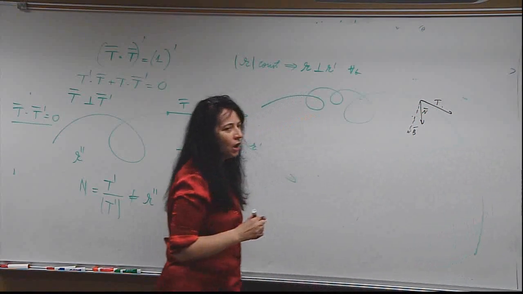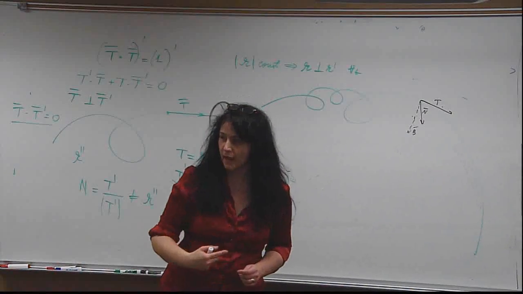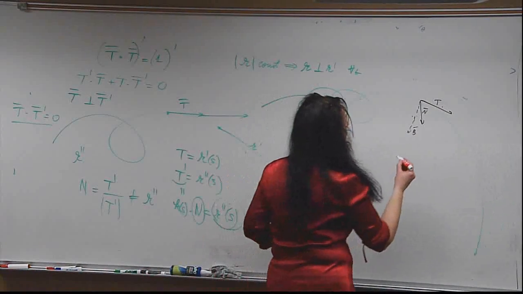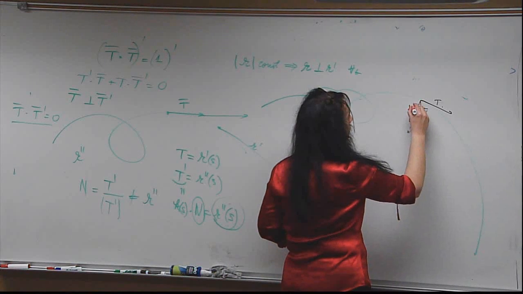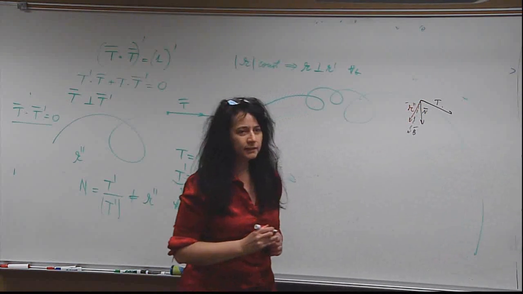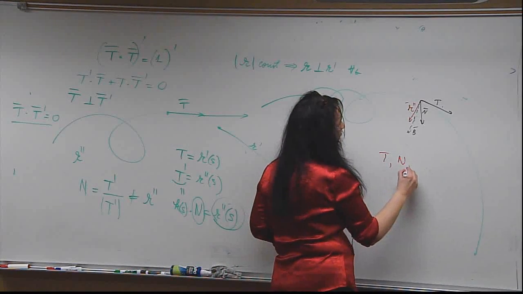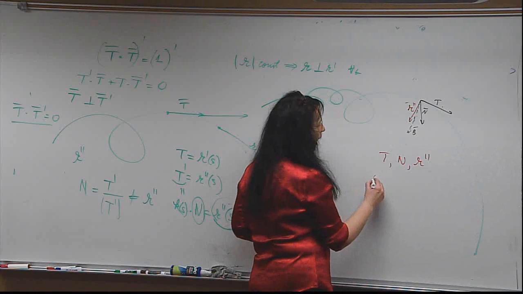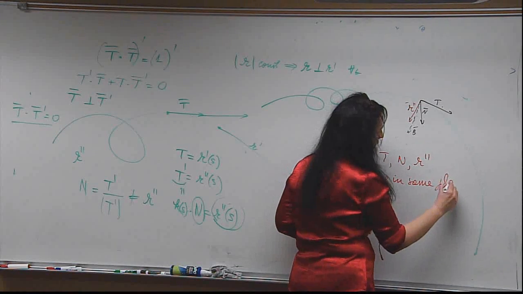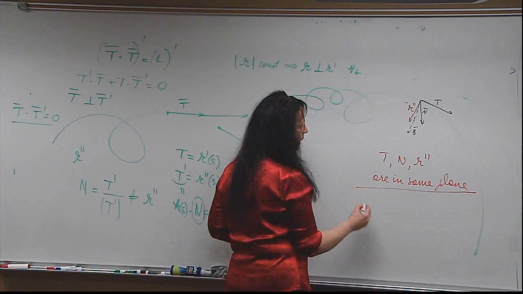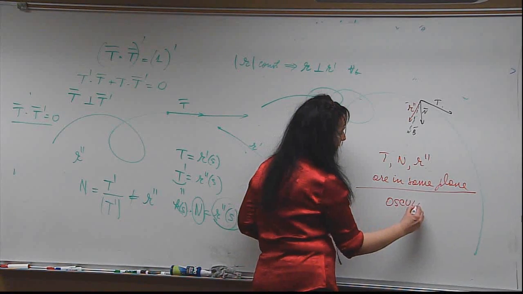So can you draw r double prime for me? It will still be towards the inside, but it's not going to coincide with N. It may be this one. What's the magic thing is that T, N, and r double prime are in the same plane, always. That's another secret other students don't know in Calculus 2. That same plane is called the osculating plane.